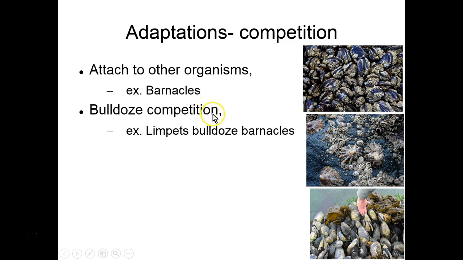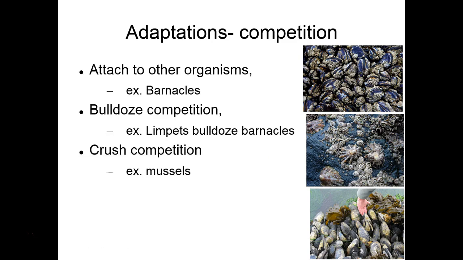Or you could bulldoze the competition and make space. For example, here you have these limpets right here, and they are the perfect shape to essentially move along the rocks and pry the barnacles off. Now the reason why they want to pry the barnacles off is because they like to eat algae that grows on the rocks, and if the barnacles are there, then the algae can't settle and grow there. And so they're like gardeners. They're weeding so that their algae can grow.